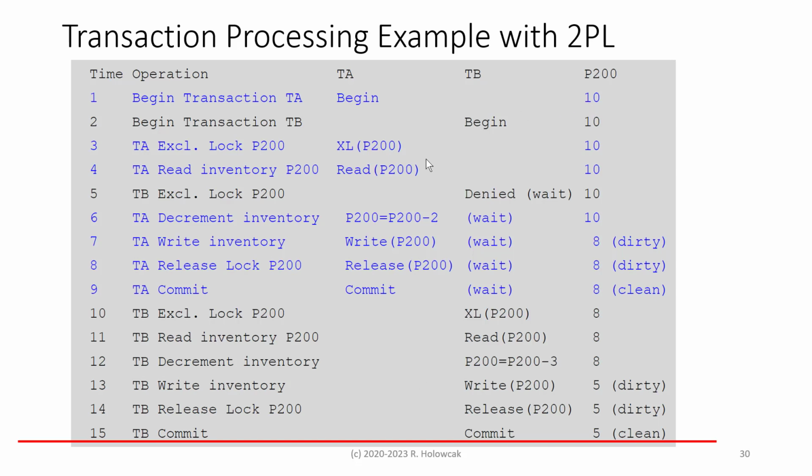So by using two-phase locking, transaction B is forced to wait until transaction A finishes all of its work. And this is how we ensure that the schedule of transactions A and B results in the correct value ending up in the database.